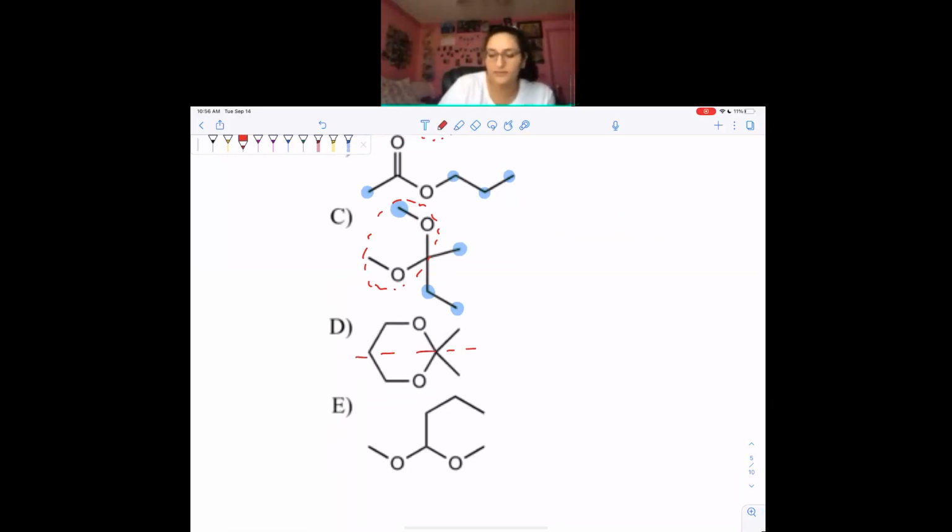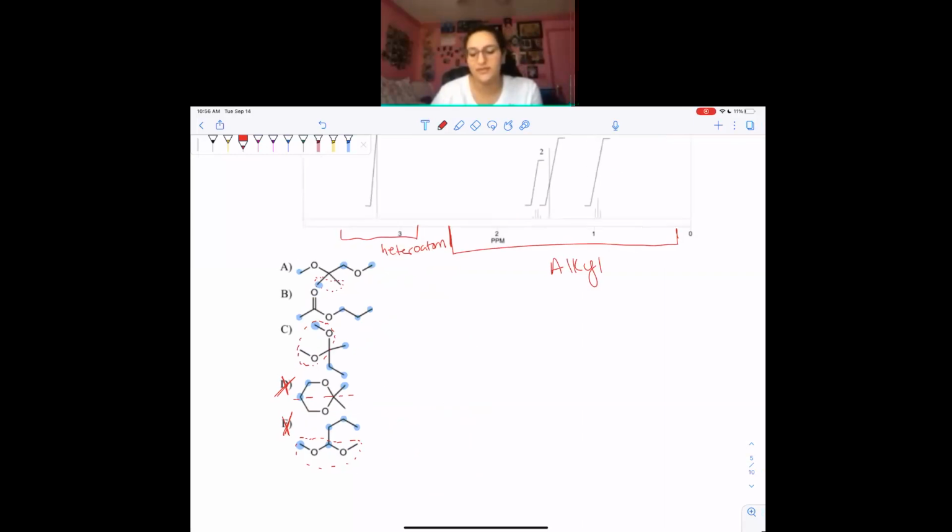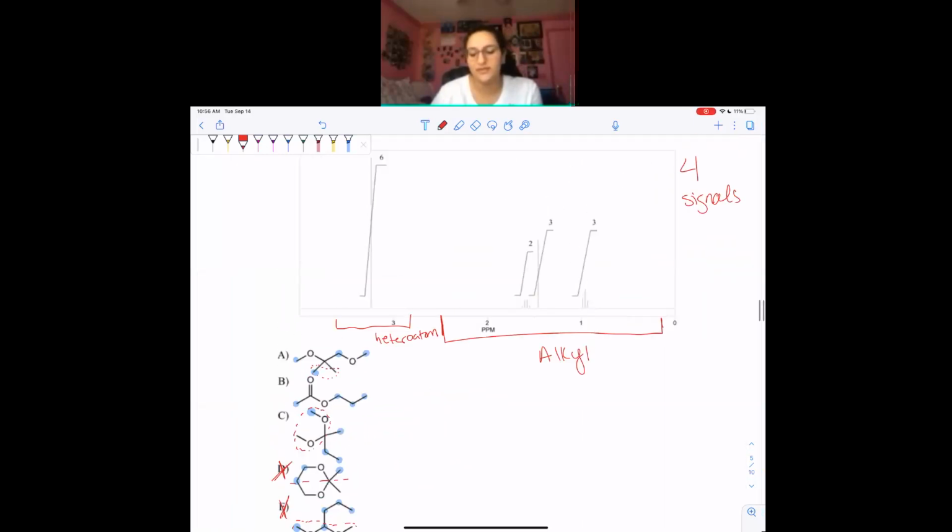Cut it in half. 1, 2, 3. Cool. This one doesn't match. Get rid of it. For this last one, these two are symmetrical. So we have 1, 2, 3, 4, 5. That's too many. Cool. So we can still get rid of 2 answer choices, and we're left with A, B, and C.